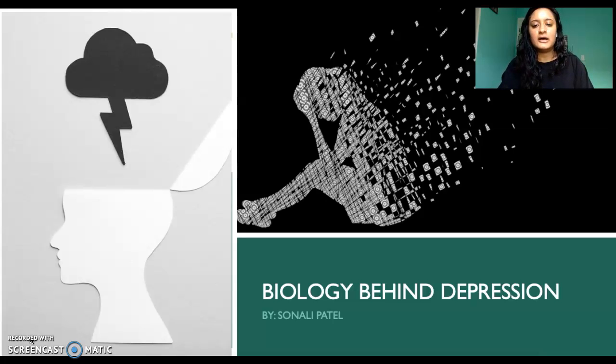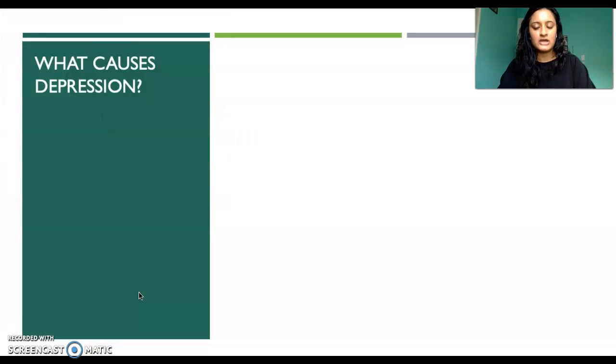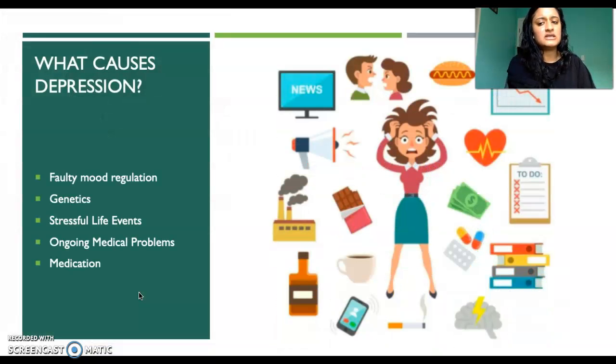So first off, what causes depression? Depression is actually more than just a chemical imbalance. Specifically, looking at the environmental causes, it can be faulty mood regulation. It could be a case of genetic vulnerability, so if your mom or your brother has had it, then you're more likely to have this disease. Stressful life events such as death or divorce, ongoing medical problems, or even the result of taking certain medications. So it's not just one of these things that causes it, it's a plethora of things.